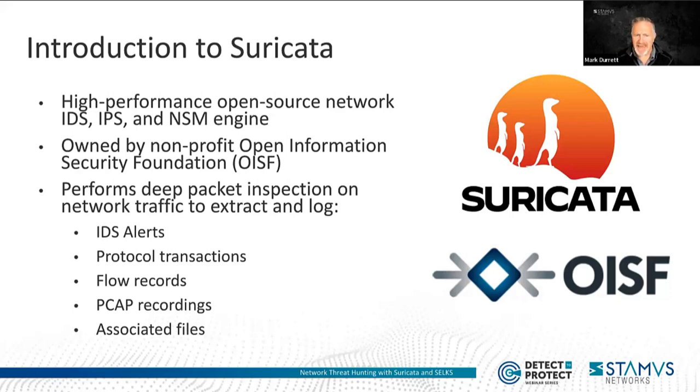So the main function of Suricata is to monitor network traffic and to perform deep packet analysis for the purposes of detecting threats and extracting related artifacts that are crucial to understand the nature of a threat. So most people know Suricata as a rule-based IDS that generates a bunch of alerts when the rules fire, but it's actually much more. And as you'll see later today in this talk, Suricata also generates a broad variety of non-alert data that's incredibly valuable to the threat hunter. These include protocol transaction logs, flow records, PCAP recordings, associated files, and more. And Peter will go over this in much greater detail.